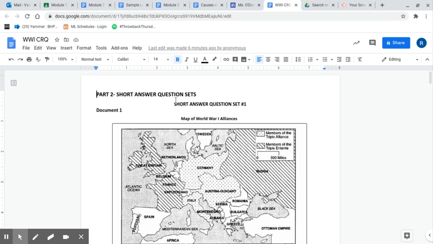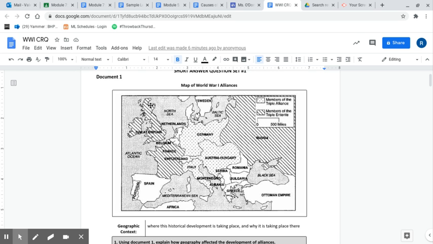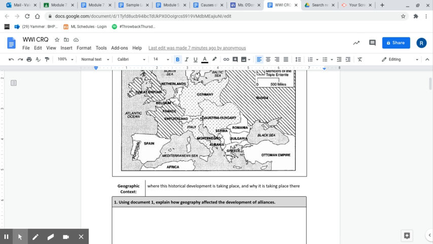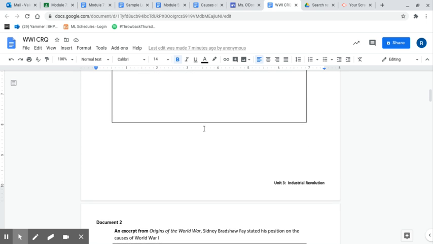So here in part 2, document 1, as you can see, is a map of World War I alliances. Instantly, based on the previous lesson, students should be aware of what an alliance is and what the two sides of the war were. Here they have to explain how the geographical context affected the development of alliances. So they need to be able to not only analyze the map, but also pull back in the context that they should have from the previous lesson.